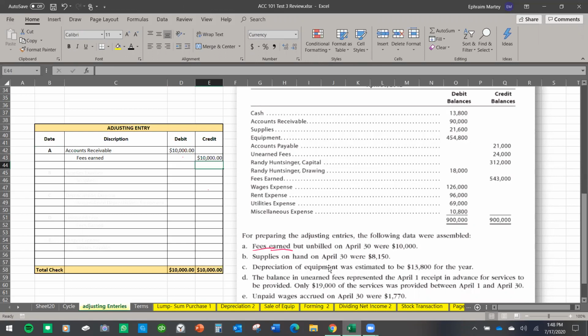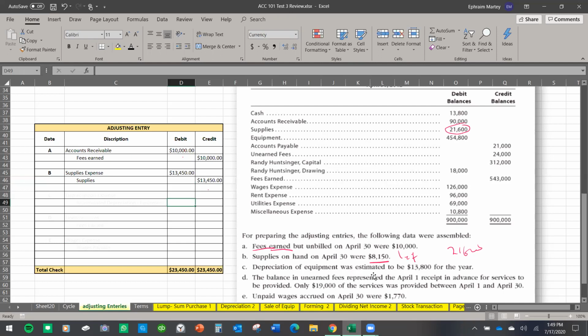Second, supplies on hand on April 30th were $8,150. That means this is what is left. So how much did we use to find our supplies expense? We need to take our beginning minus what is left. Our beginning is $21,600, which is right here. So we take the beginning minus what is left, and that is our supplies expense, the supplies that were used. So we have 21,600 minus 8,150. That is supplies used, and that will be our supplies expense. That's reducing our supplies account as well.